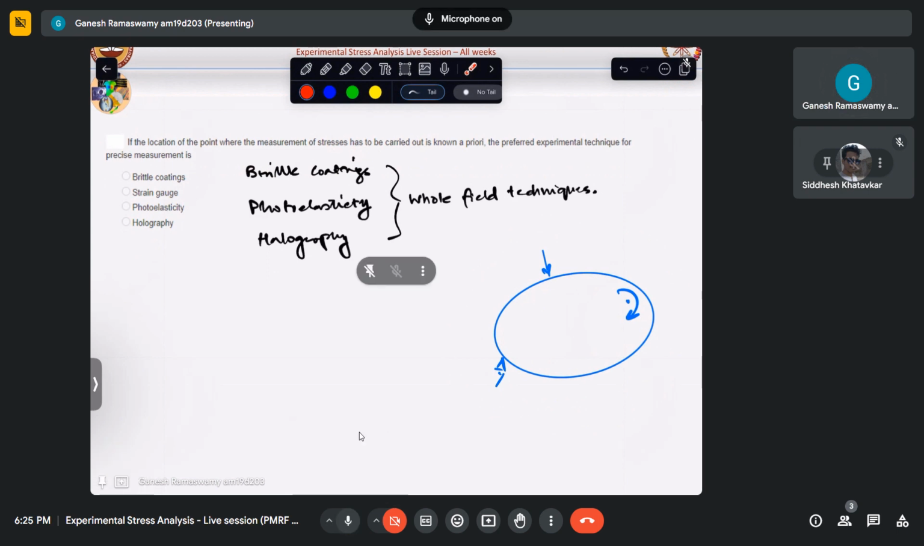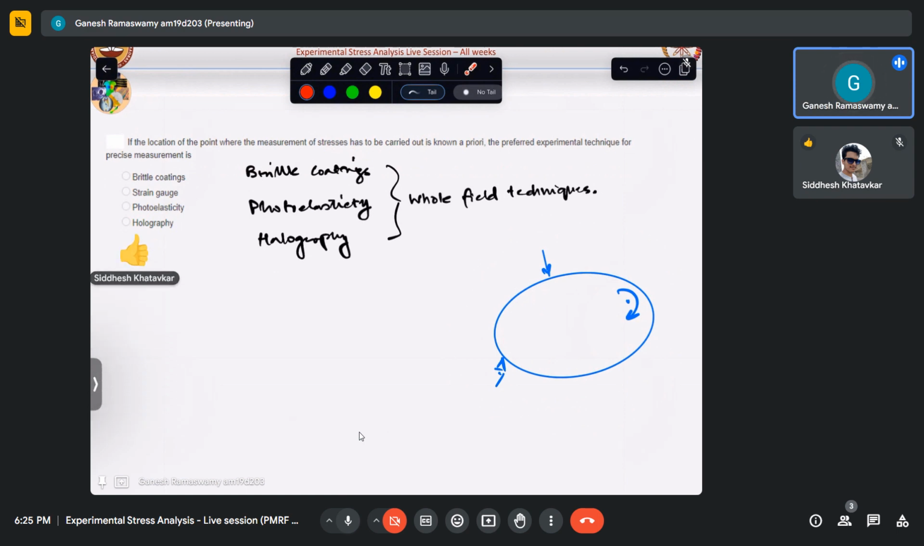Okay, so once we already know the point where the measurement of stresses has to be carried out, we would prefer to make much more precise measurements using strain gauges.